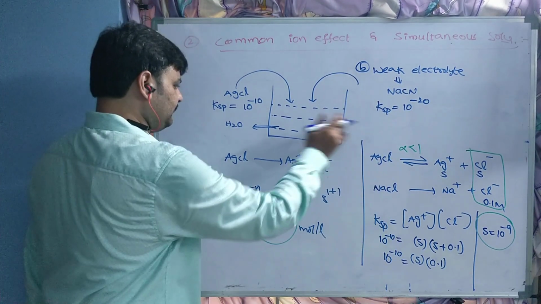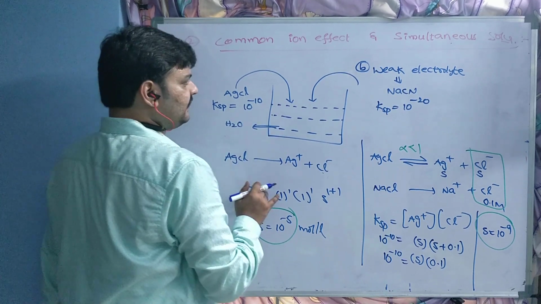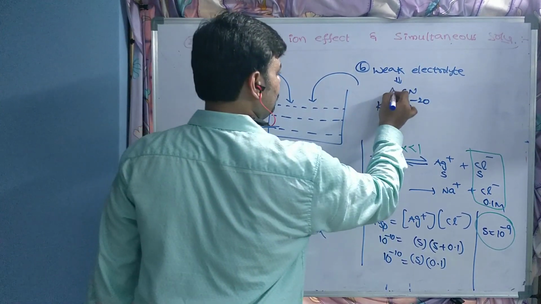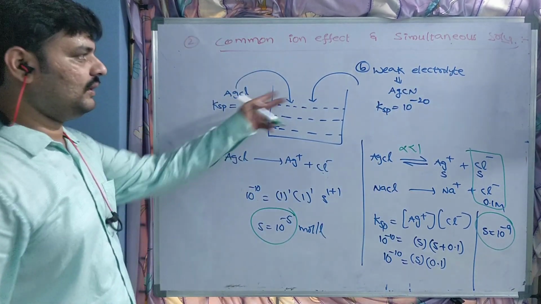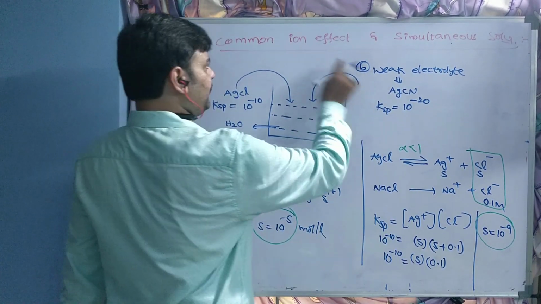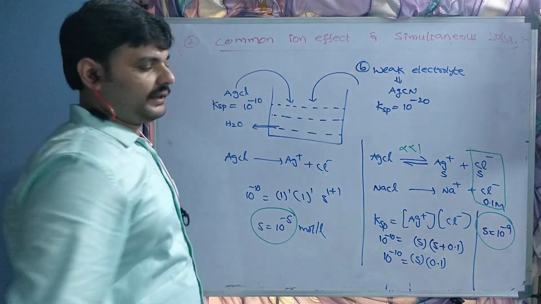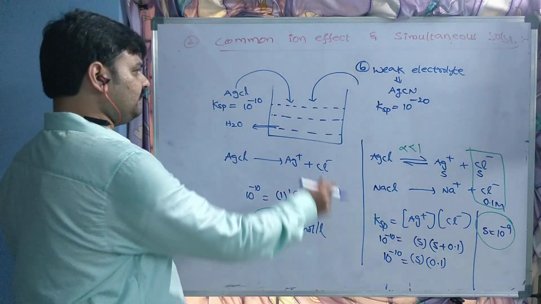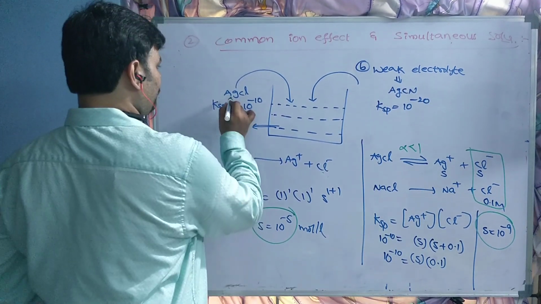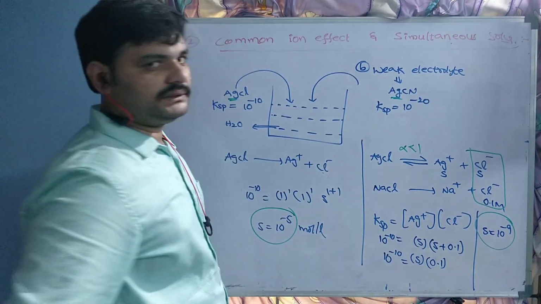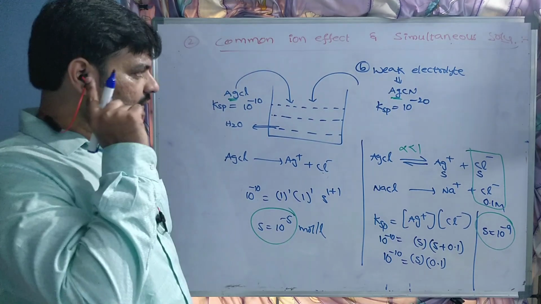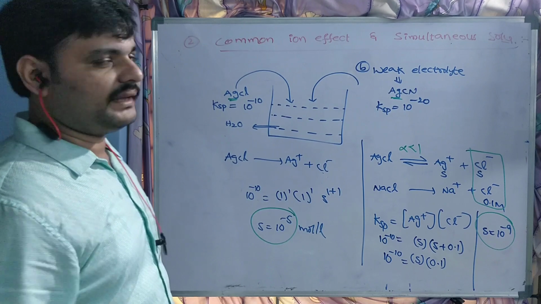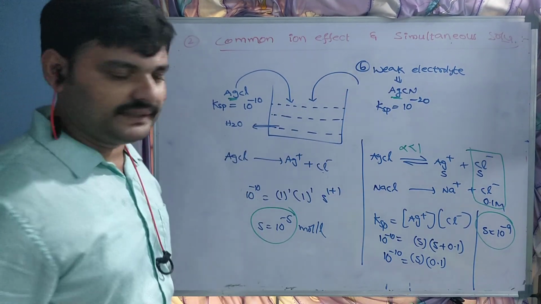Let's see here. We require a common ion. AgCl has no common ion with the strong electrolyte, but in the case of the weak electrolyte, the common ion is Ag. Ag is the common ion. Let's see how the solubility of AgCl is affected by a weak electrolyte having the common ion Ag.